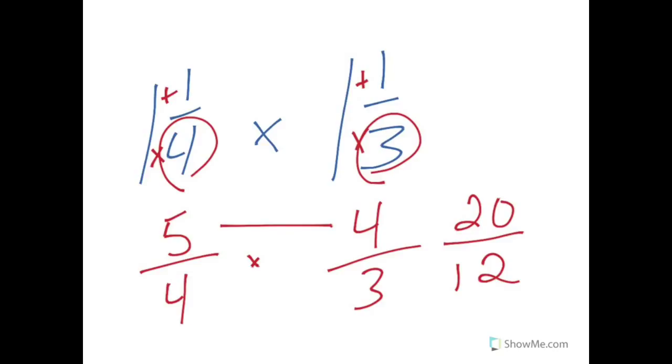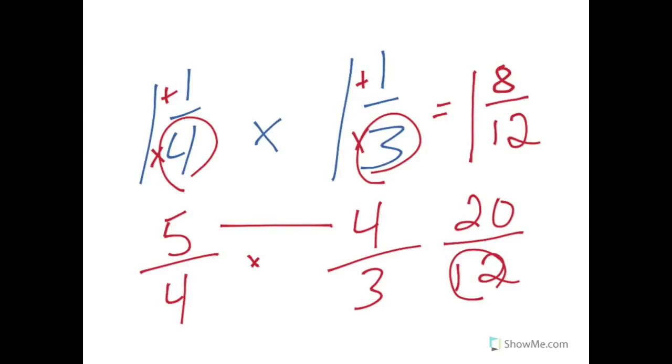What do I do with this now? Okay, I know I can simplify that because they're both even numbers, but what I really want to do is convert it back to a mixed number. Okay, 12 goes into 20 one time. There would be 8 remaining. 12 is the denominator. It stays the same. So I get 1 8/12.